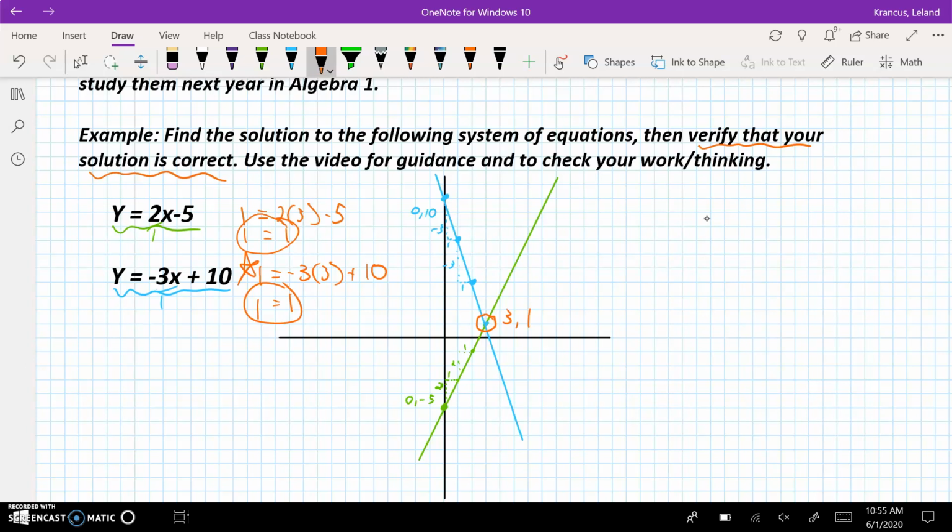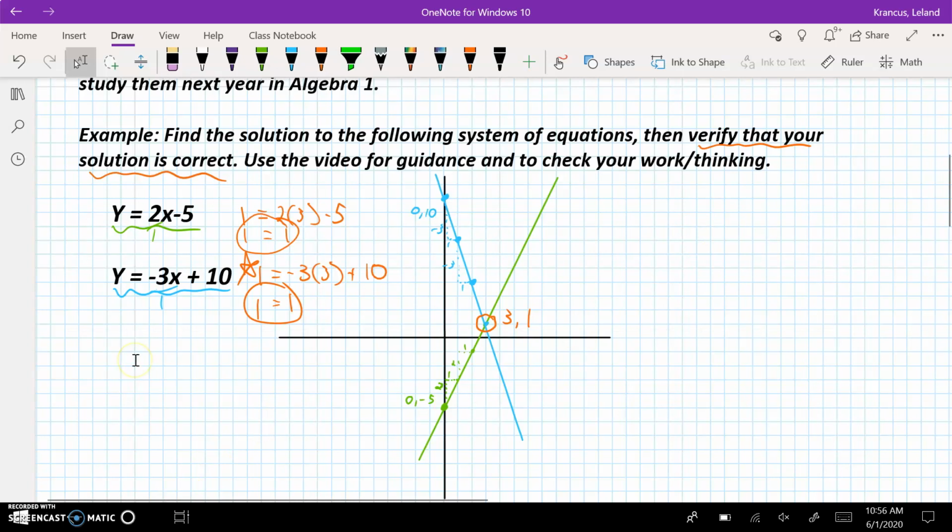If I had put in that xy point and it made one of the equations incorrect, so if 3, 1 wasn't actually one of the solutions to that equation, then that means that I either graphed my lines wrong and found the incorrect intersection point, or maybe I did my calculations wrong when I put that intersection point in. So you want to go back and check your work because there's an error somewhere. And a great way to check your work is using Desmos.